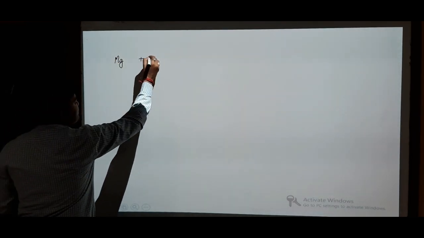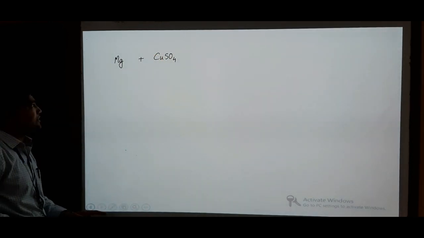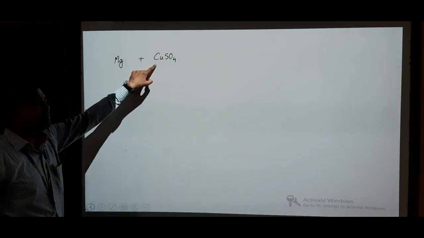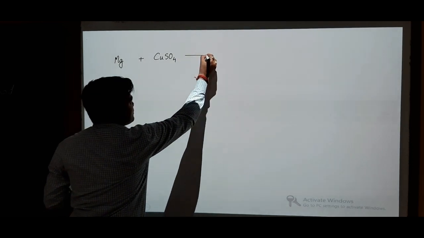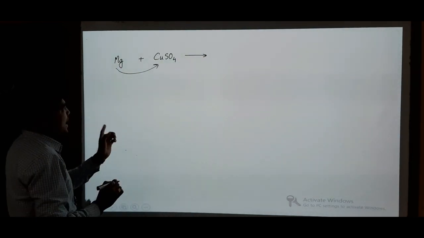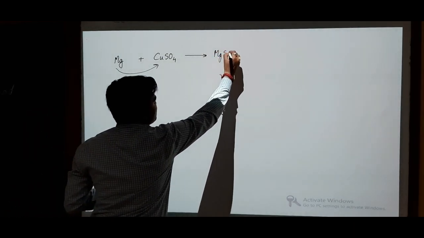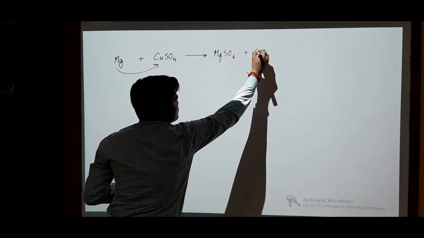Now for an example, if I take magnesium and react it with copper sulfate, as per the reactivity series, magnesium is more reactive than copper. So what will happen? Magnesium will replace copper. And as magnesium replaces copper, you are going to get magnesium sulfate plus copper.